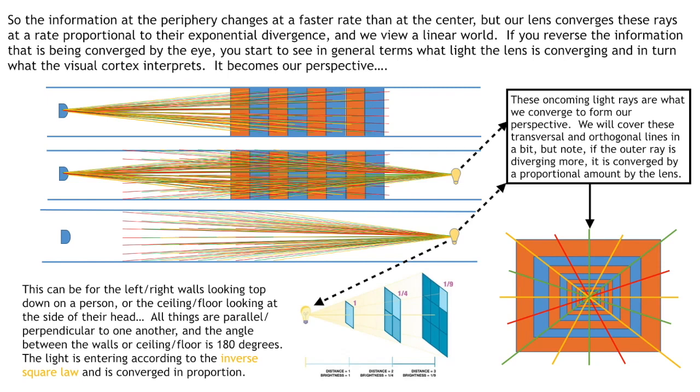So again, these oncoming light rays are what we converge to form that perspective, and we're going to cover that in more detail as we go. But this is kind of a cursory look at our perspective view. We'll cover what these lines represent as we go. There are transversal lines within this; these are the rectangular portions of this view, and the light rays coming off over here, the red and green and yellow radiating light rays, essentially become somewhat of orthogonal lines, but we'll cover that as we go.